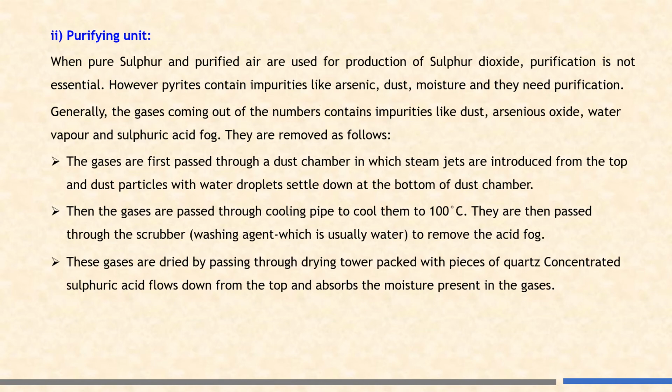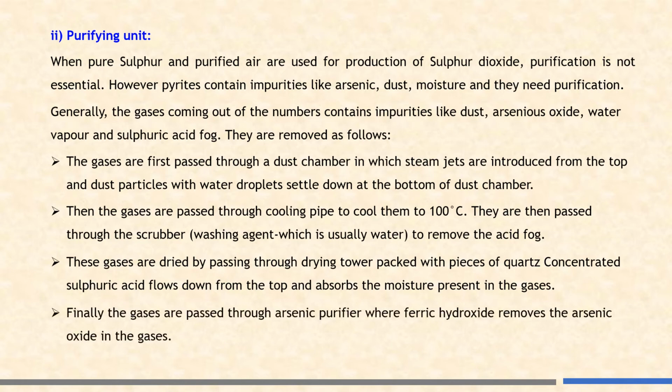These gases are dried by passing through a drying tower packed with pieces of quartz. The concentrated sulfuric acid flows down from the top and absorbs the moisture present in the gases. Finally, these gases are passed through the arsenic purifier, where ferric oxide removes the arsenic oxide in the gases.